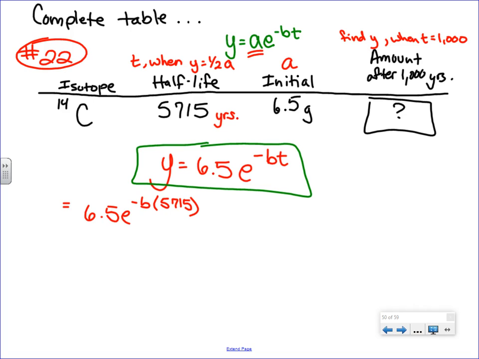Oh, y. y equals 1/2 times the initial amount. The amount after 5,715 years is half of what you started with. Who is half of what we started with? You talked about this a second ago. 3.25.